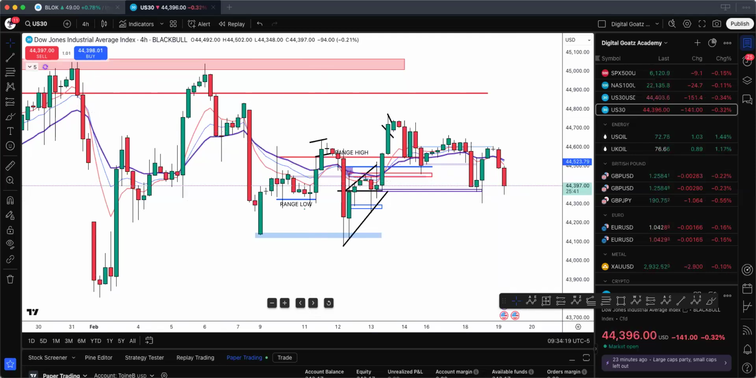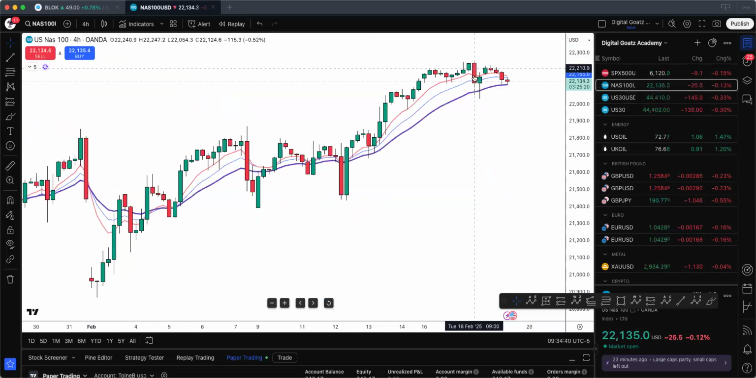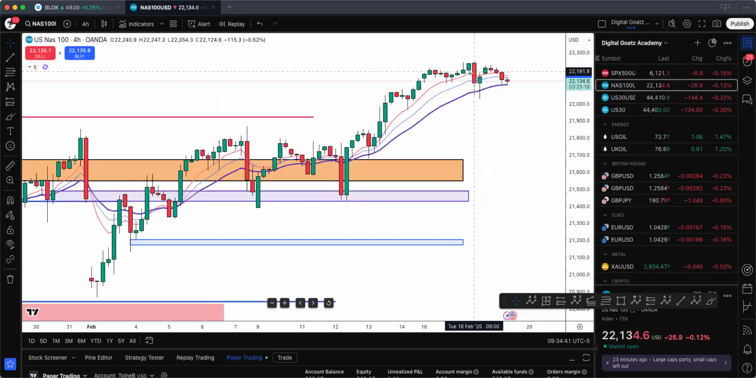If you look at the change over here on my right-hand side where my watch list is, we went as low as negative $173 for US 30. I wasn't really paying attention to the NASDAQ or S&P. But on TradeLocker, if that's where you guys trade, yesterday the NASDAQ did drop, and as you can see, it retested the area where it broke out of.